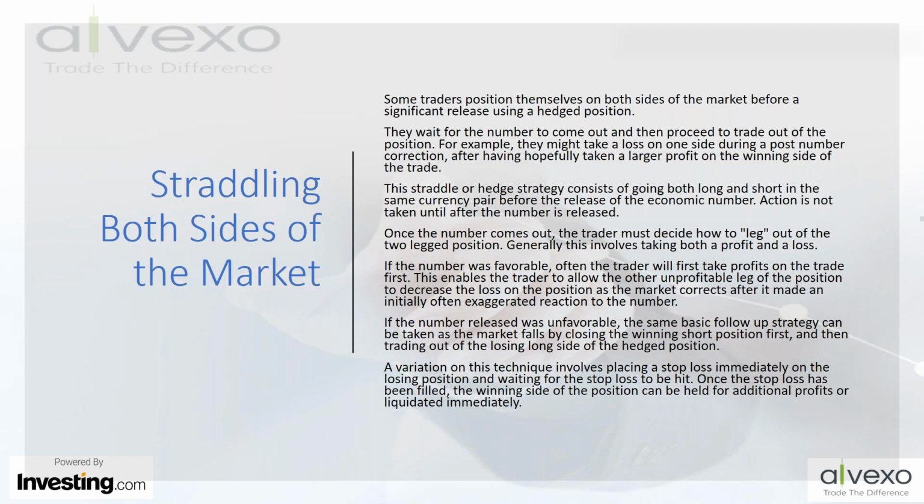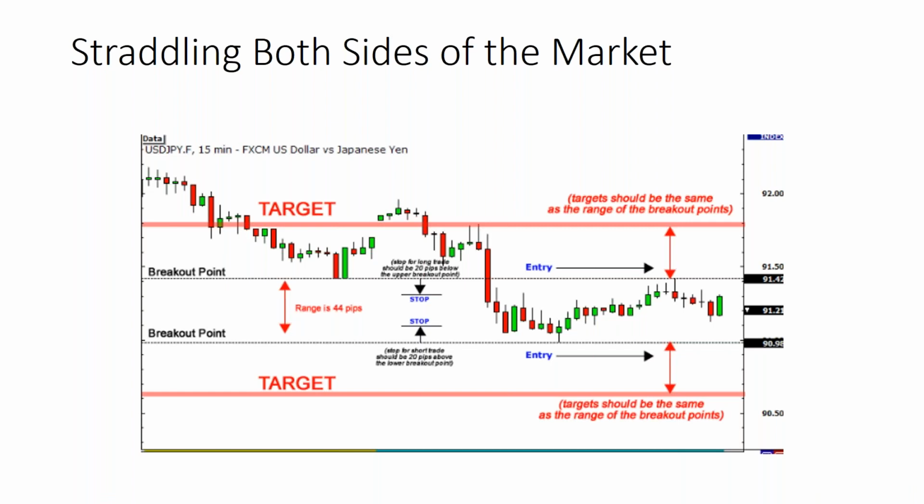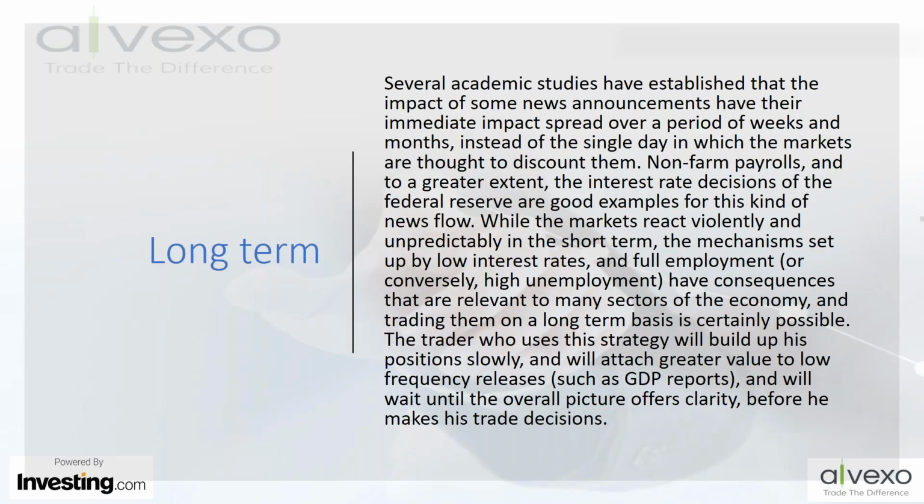This straddle or hedge strategy consists of both going long and short in the same currency pair before the release of the economic data. Action is not taken until after the number is released. Okay? But again, you have to learn this. You can peg, and you have leg trading. So you can straddle both sides of the market, but these are trading strategies you have to learn, but fit perfectly well when you understand fundamental analysis.